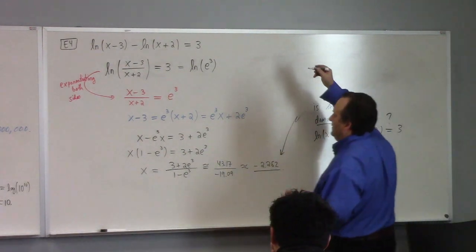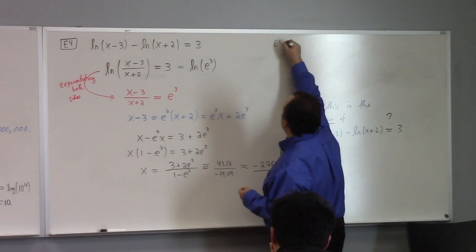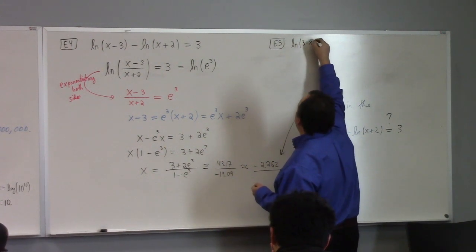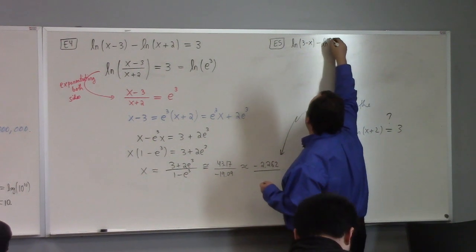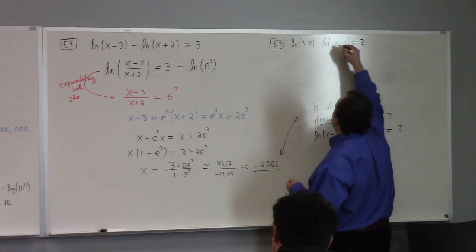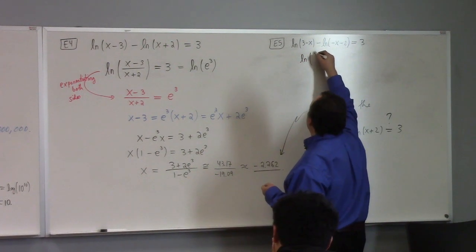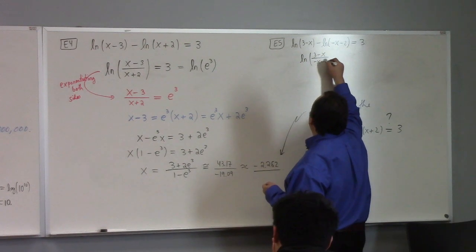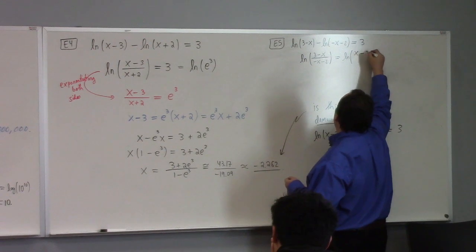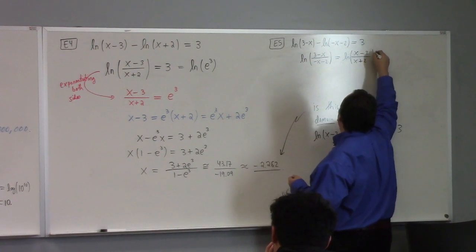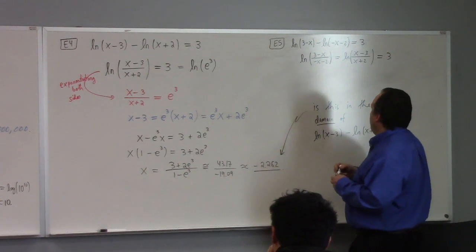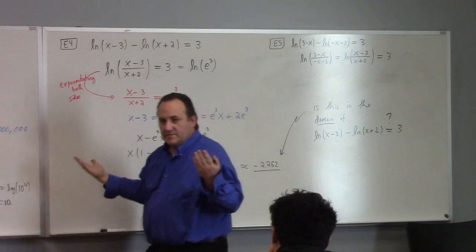So here, let me show you how to get a solution. If instead of this problem, we looked at the natural log of 3 minus x minus the natural log of minus x minus 2 equal to 3, well, guess what? That would give us the natural log of 3 minus x divided by minus x minus 2, also known as the natural log of x minus 3 over x plus 2 equals 3. And then at that point, what happens?